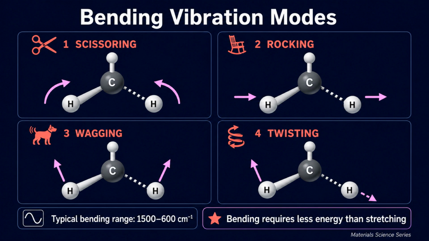Scissoring brings both hydrogens together in the plane. Rocking moves both hydrogens in the same direction within the plane. Wagging moves both hydrogens the same direction perpendicular to the plane. Twisting moves hydrogens in opposite directions out of plane. Bending modes require less energy than stretching, appearing at lower wave numbers, typically between 1,500 and 600 inverse centimeters.